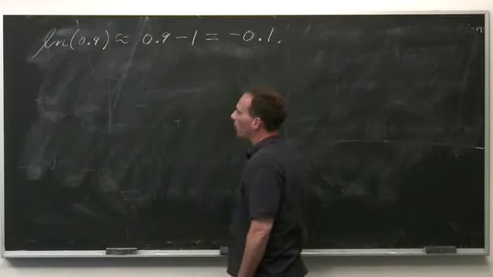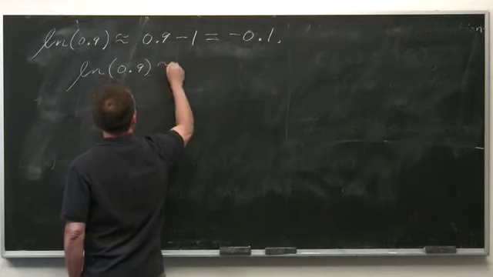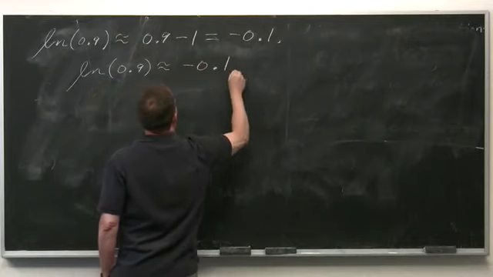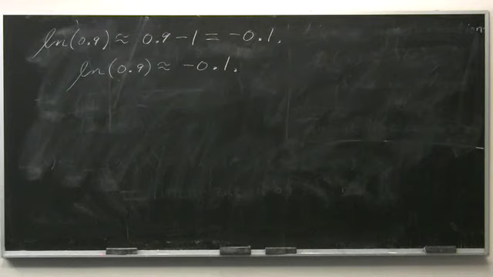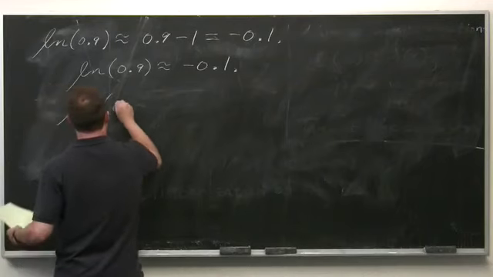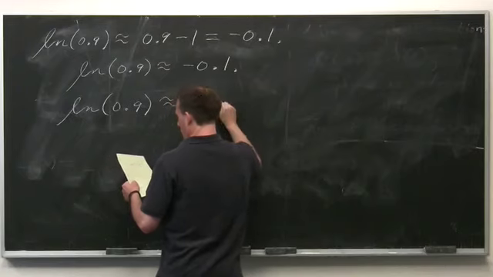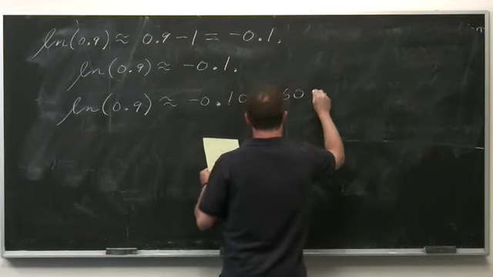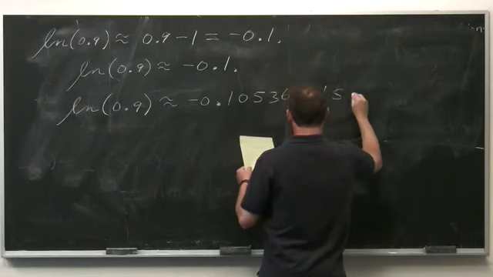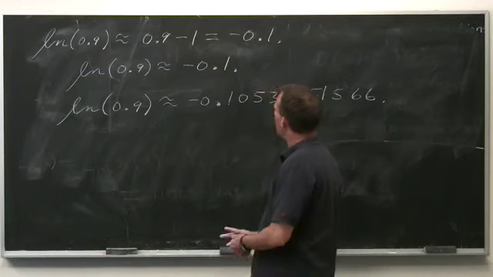That's what we get: linear approximation gives us that the natural log of 0.9 is approximately negative 0.1. What does a calculator give you? Let's see, I did this. My calculator gave me, to all the decimal places in its display, that the natural log of 0.9 is approximately minus 0.10536051566. Okay, right. Calculator gave us this.